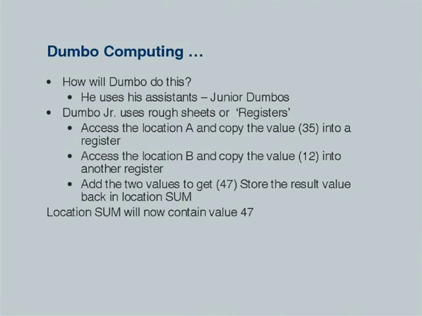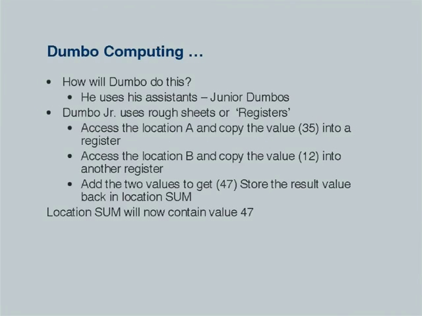What Dumbo's assistant will do is that he will first access the location A, copy the value 35 onto a register. Then he will open the register B, look at the value 12, copy into another register. Then he will actually add these two values on that piece of paper or register. The addition will be 47 naturally. And finally, this junior Mr. Dumbo will store this value 47 back onto the drawer.